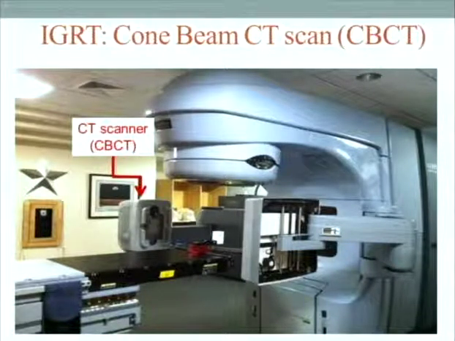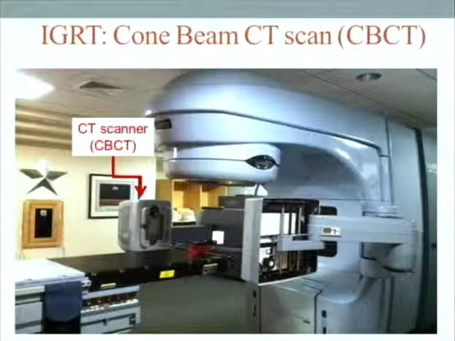And so 90 degrees to the treatment head is a KV imaging source. And that allows us to get a mini CAT scan of the patient before each treatment. It's called a cone beam CT scan.